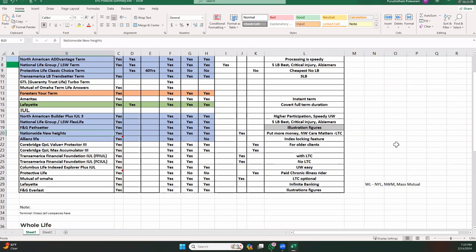Nationwide New Heights. Nationwide has got the New Heights product. Nationwide has also got what is called the accumulator product. They also have what is called a protector product. Now, those three products, you have some special benefits. I will cover that a little bit later.